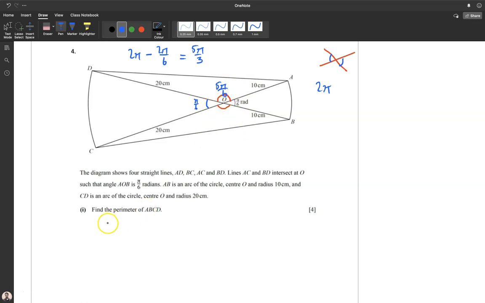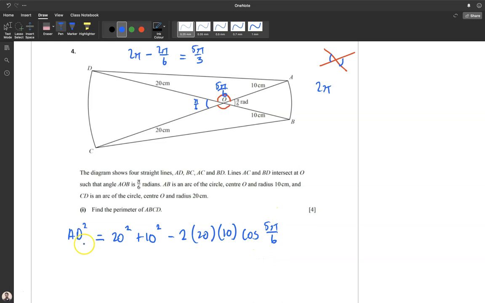Anyway, let's move on. My goal is to again find AD. Therefore, I can now use my cosine rule. AD squared is equals to 20 squared plus 10 squared. This is the cosine rule. If you're not sure what it is, please look it up on Google. Minus 2 times 20 again and 10, and finally times cos of the angle in between the 2 lengths, which is 5 pi over 6.